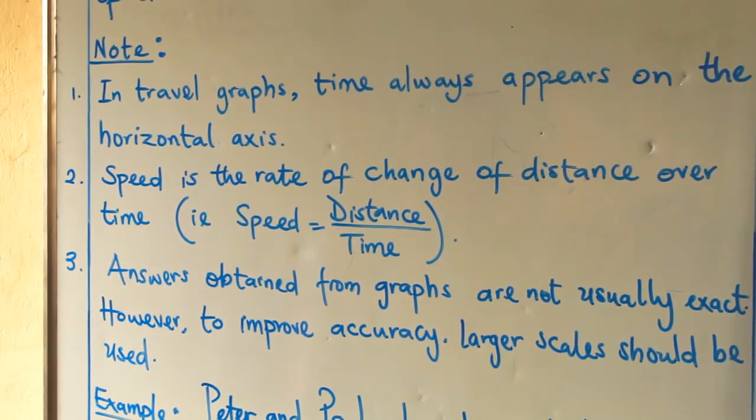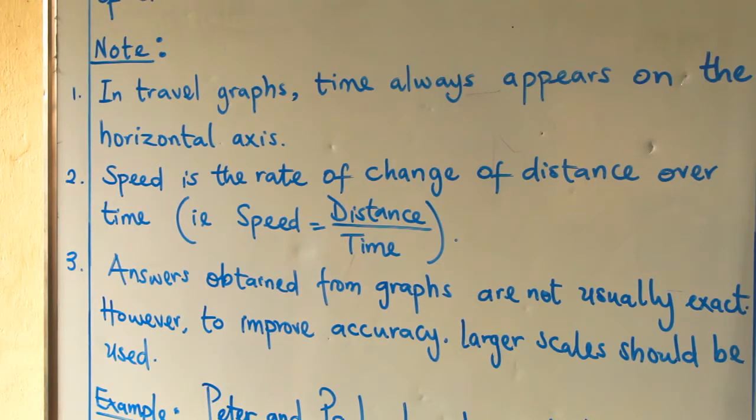And two is that speed is the rate of change of distance over time. We can see that from the speed formula, where we learned that speed is equal to distance over time.